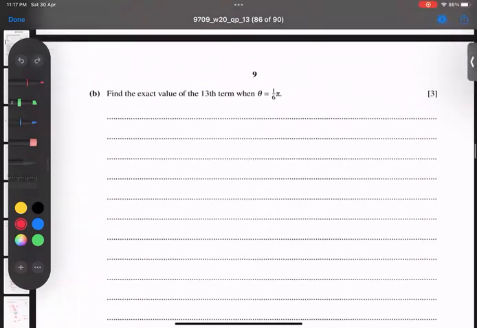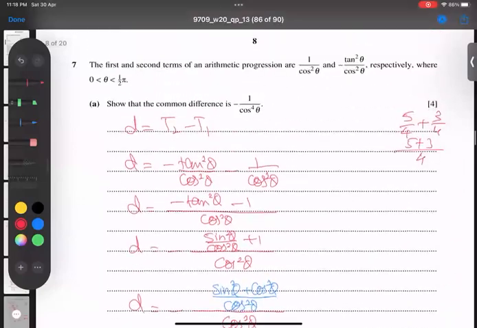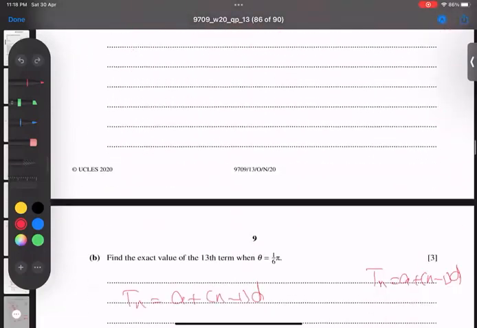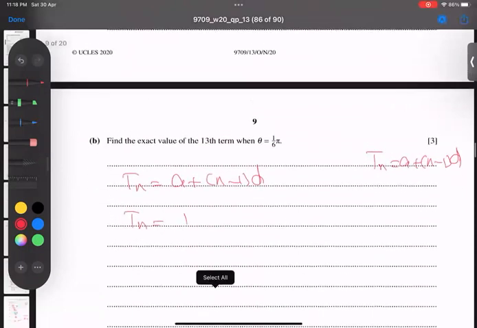The exact value of the 13th term. We have a formula for arithmetic progression: A plus n minus 1 into D. So applying the formula, A plus n minus 1 times 2D. The first term of the sequence you know very well. The first term of the sequence is this one, 1 over cos square theta. And n is 13, sorry, I have to plug in 13.